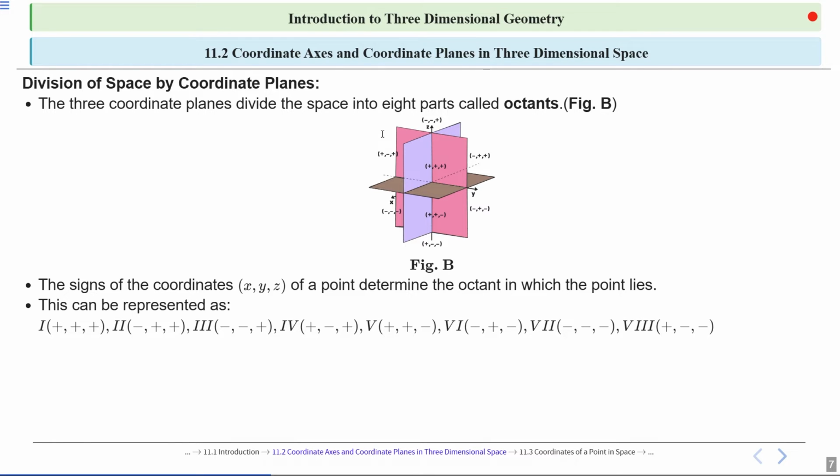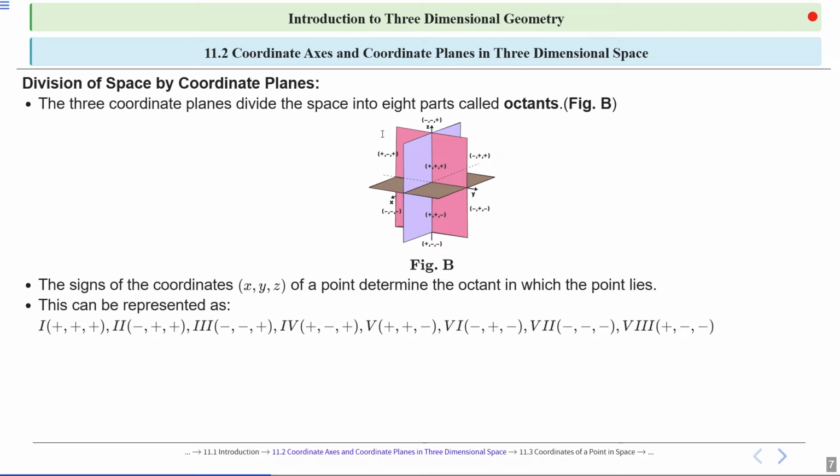This shows us a convenient way to represent the octants using the signs of the coordinates. For example, the first octant is where x, y, and z are all positive, written as plus, comma, plus, comma, plus. The other octants follow different combinations of plus and minus signs.